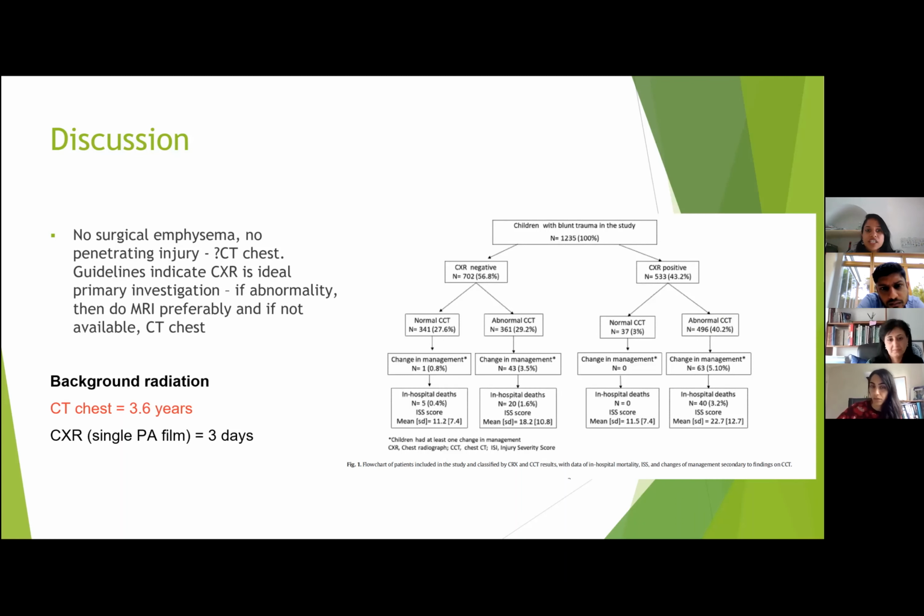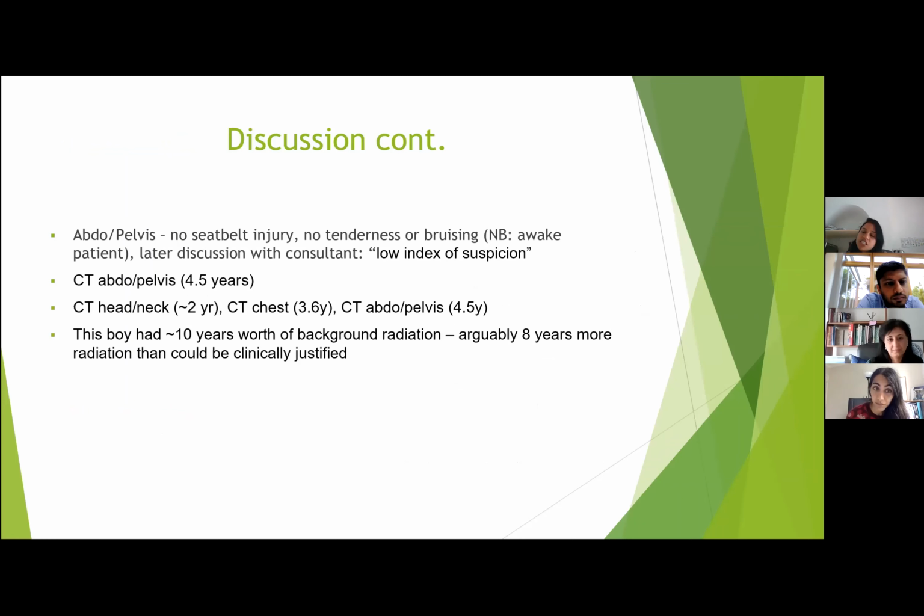And if you consider CT chest is about 3.5 years of background radiation compared to chest X-ray, which is only 3 days. So abdo pelvis in this child, I think we would argue that they should not have had a CT abdo pelvis, because when they were assessed as awake, they didn't have any tenderness or bruising, and there were no signs for an abdo pelvis. But I take the point that because they're unconscious, it does muddy the waters a little bit. But this child had all these CTs, and this added up to about 10 years' worth of background radiation.